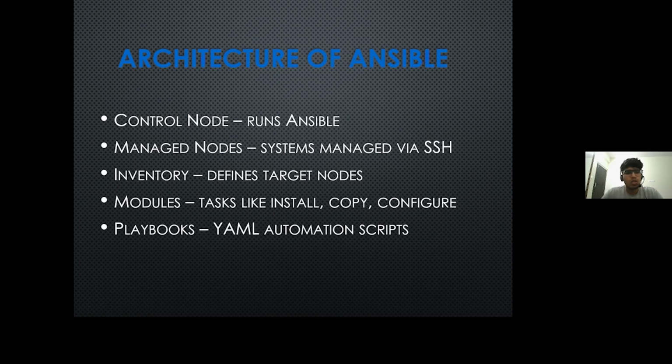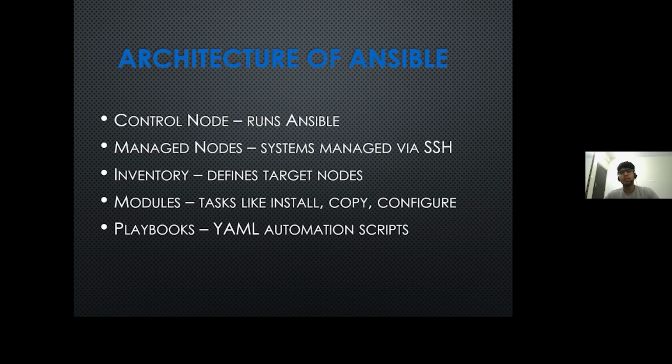Architecture of Ansible. There will be one control node, in the sense the host system, and managed nodes, in the sense the servers. The control node will have the Ansible software. The private key will be stored in the authorized key of managed nodes. The inventory file is where the private IP addresses of the managed nodes will be stored in the control node.